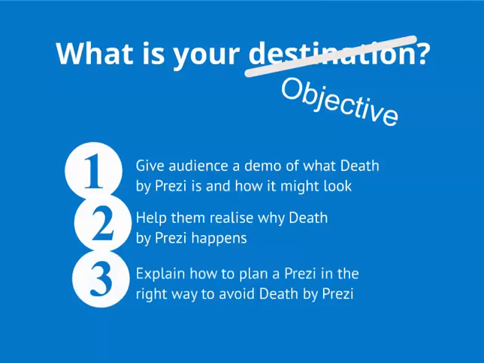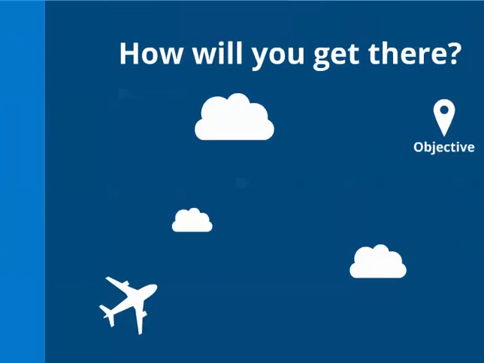Okay. My final objective was to explain how to plan a Prezi in the right way to avoid death by Prezi, and that's actually what I'm about to do right now. So my first two objectives I've already covered off in about 9 minutes, which is pretty good going. Okay, now I'm going to tell you how to avoid it completely.